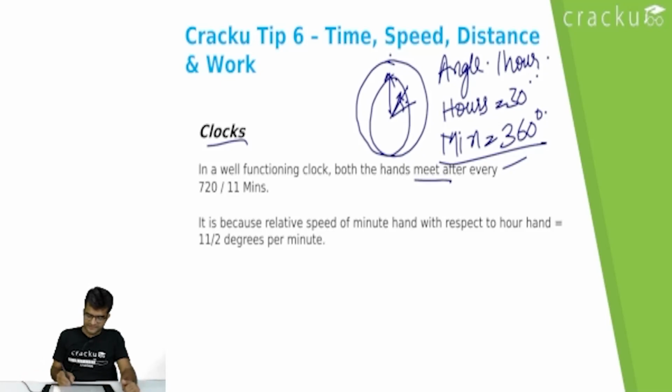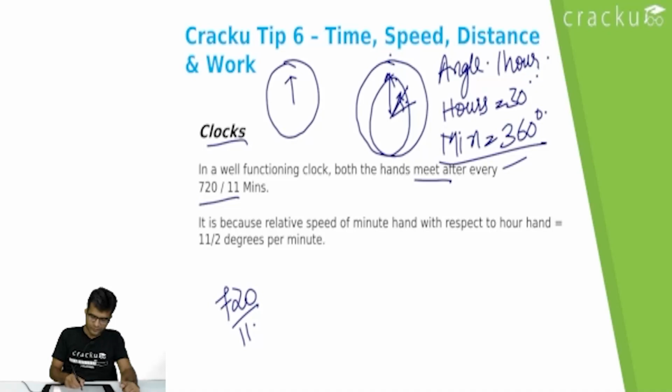Now both the hands will meet exactly after 7:20 by 11 minutes. How do you know that? It is very easy to figure it out. Now suppose both of them met at say 12 o'clock. Both of them are facing the upward direction. Now initially the minute's hand will continue to move forward faster as compared to the hour's hand. Let us assume that they meet again after say x minutes.